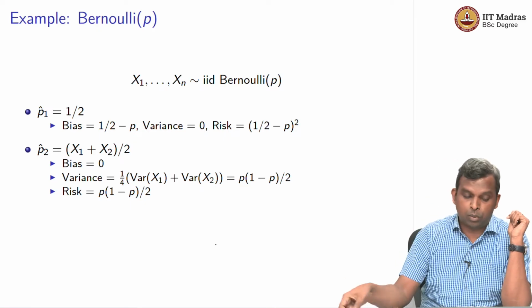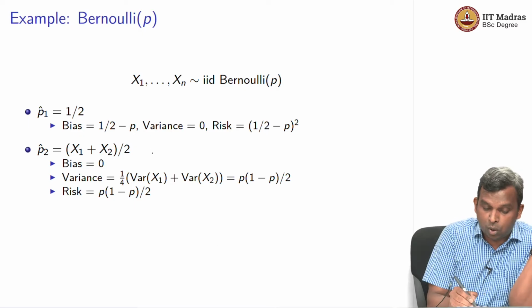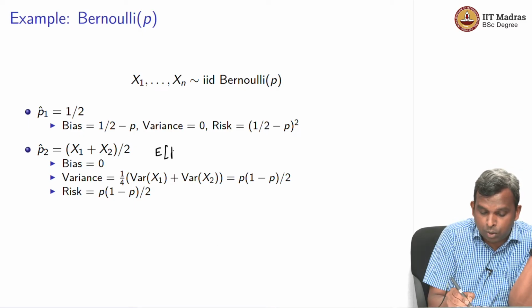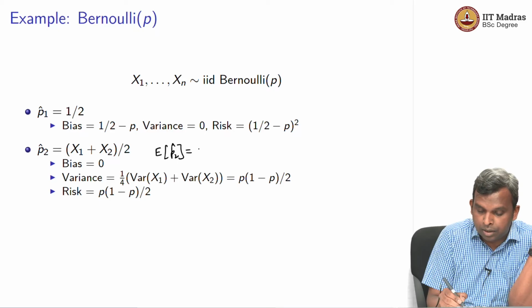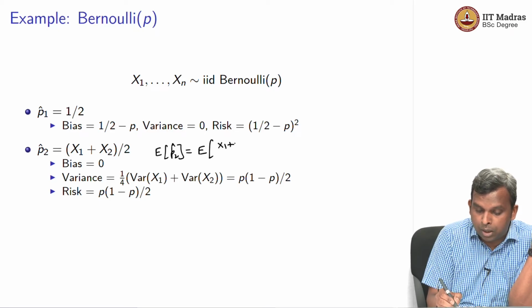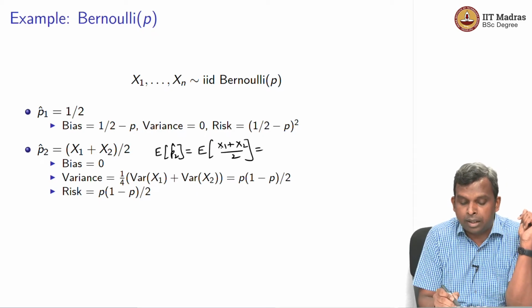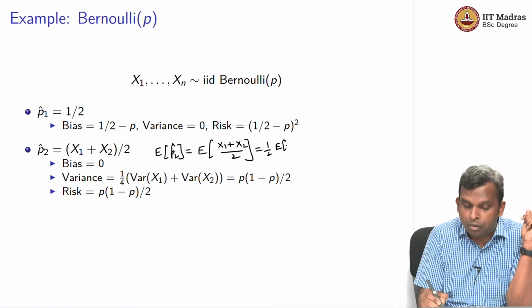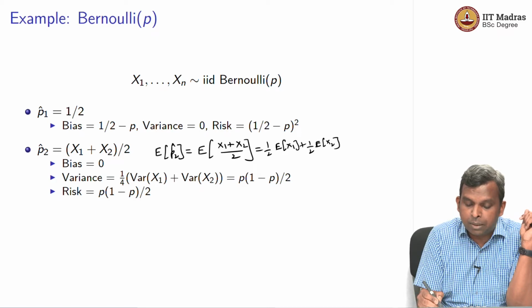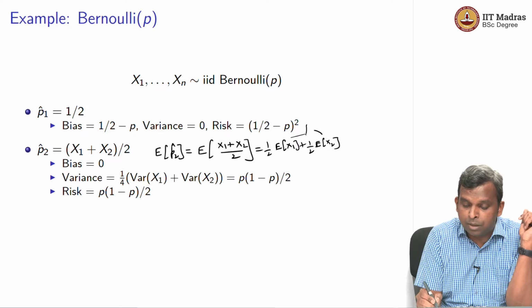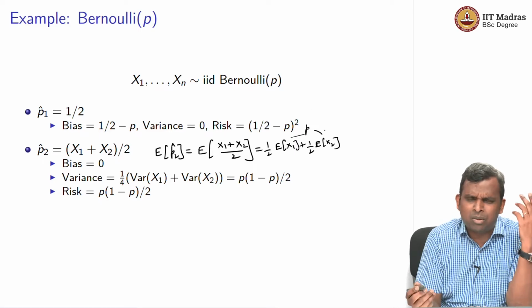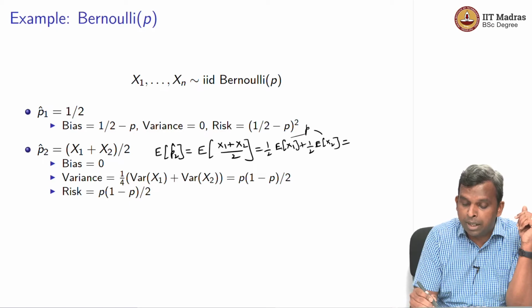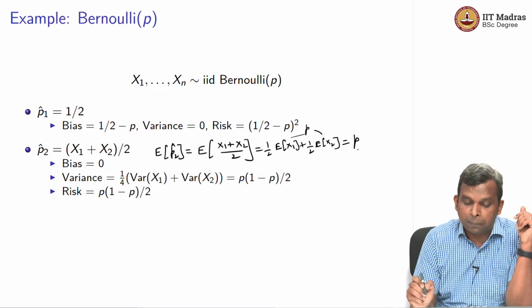p2 hat is (x1 plus x2) by 2. Bias, I am saying, is 0. So how do I get this? I need the expected value of p2 hat, which is the expected value of (x1 plus x2) by 2. Remember, this is just a linear function, x1 plus x2, so the expected value will go inside and this half will come outside. Half expected value of x1 plus half expected value of x2. What's the expected value of x1 and x2? Both of these are just p. They are Bernoulli p, independent, whatever, doesn't matter. Each of them is Bernoulli p. So it's p by 2 plus p by 2 and just becomes p.